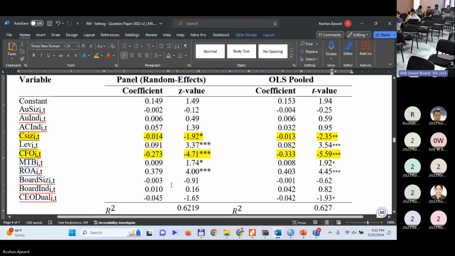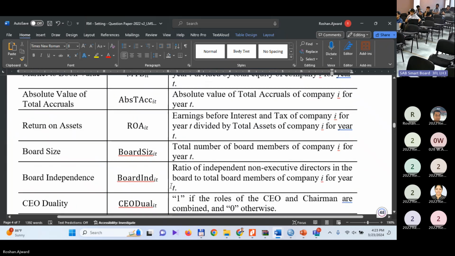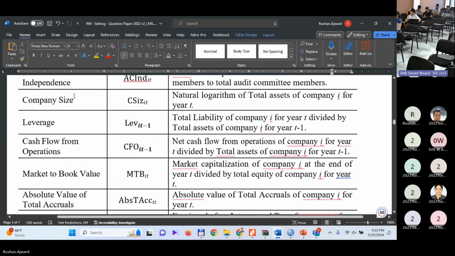So how do I know all these? C size is company size. Usually we will be given two tables, the operationalization table showing how these variables were measured, and then the regression table. If not, you don't know. So C size is the company size, the total assets of the company. You have to do what? Expand, increase the company's size. So you will reduce the earnings management practice. That's one recommendation. What's the second recommendation?